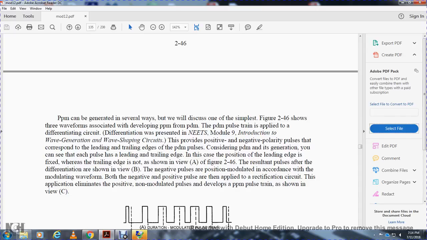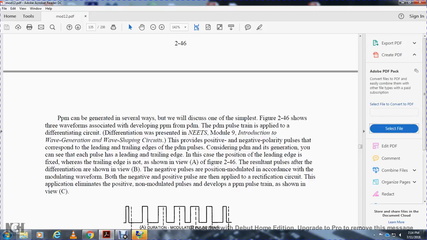Alright, pulse position modulation can be generated in several ways, but we will discuss one of the simplest. Figure 2-46 shows waveforms associated with developing pulse position modulation from pulse duration modulation. The pulse duration modulation pulse train is applied to a differentiation circuit. Differentiation was discussed in NEETS Module 9, Introduction to Wave-Generation and Wave-Shaping Circuits. This provides positive and negative polarity pulses corresponding to the leading and trailing edges of the pulse duration modulation pulses.